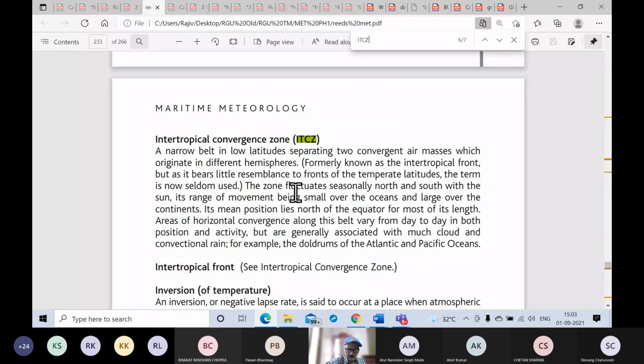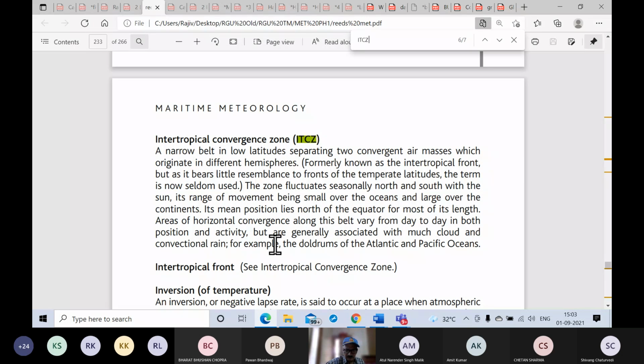A narrow belt in low latitudes, separating two convergent air masses, which are converging, originating in different hemispheres. This is called the ITCZ. Must remember and write that the zone fluctuates seasonally with the movement of the sun. So its range of movement is small over the oceans and large over the continents. But the mean position lies north of the equator for most of the time.